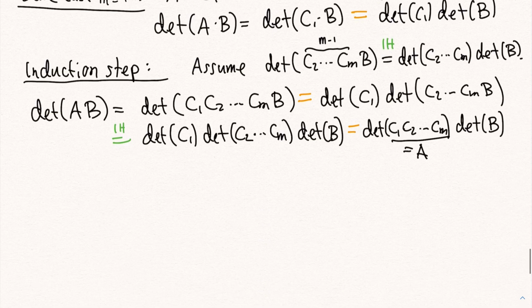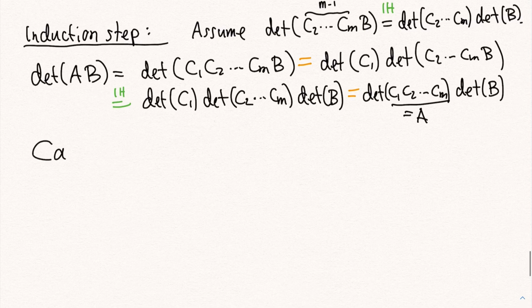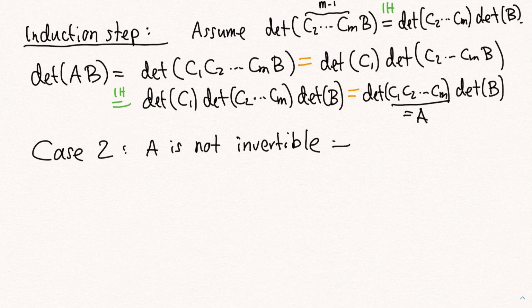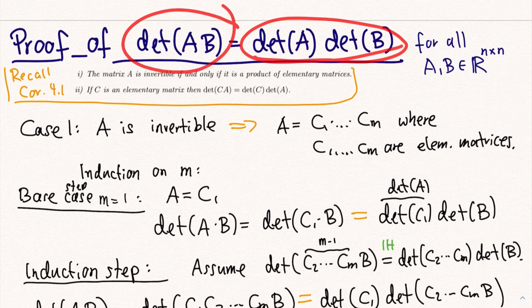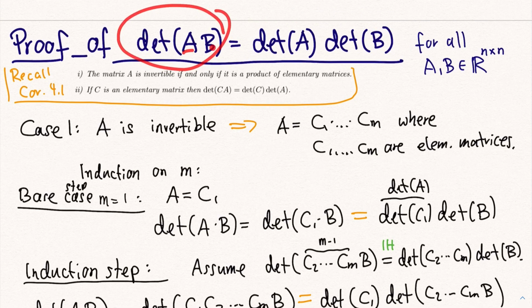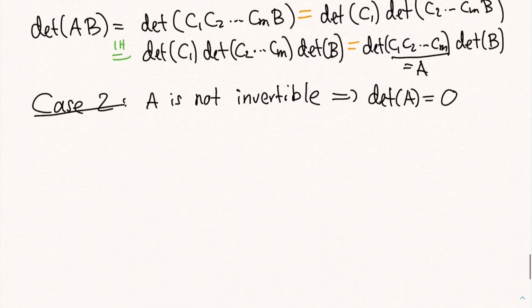But now we also have the case 2: A is not invertible. Well, in this case we know from last time that the determinant of A is 0. So we know in the formula the right hand side is 0, and now we just need to argue why then the determinant of A times B is also 0.